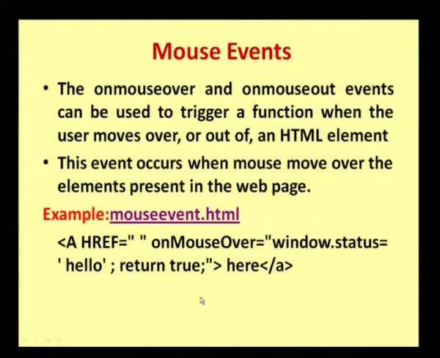The next type of events is mouse events. We have seen two types of events, and we will see the rest of the events in JavaScript after the break.